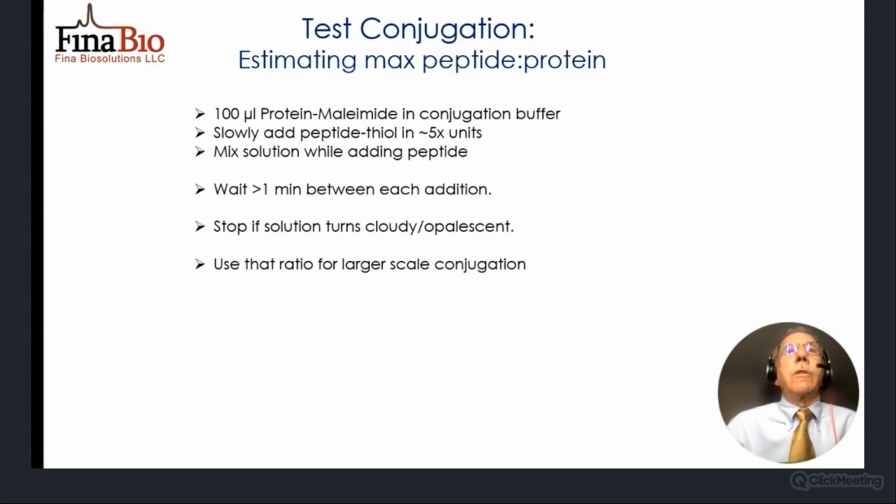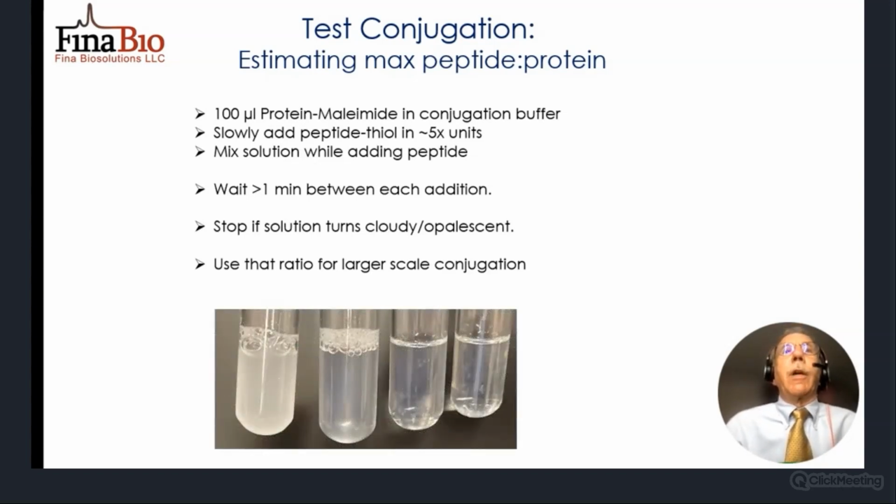You want to do this slowly or dropwise and mix while you're adding the peptide. Wait about a minute between each addition to see if the solution turns cloudy or opalescent. If it does, that means that's the maximum amount of peptide that you can add to your protein without it starting to come out of solution. So use slightly less than that for your larger scale conjugation.